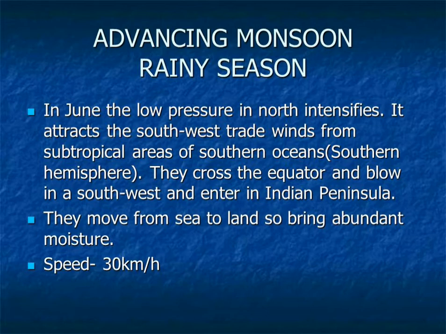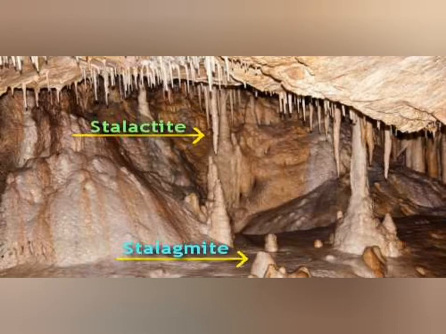The maximum rainfall of this season is received by the northeastern part of the country. The highest average rainfall in the world falls at Mawsynram in the southern ranges of the Khasi Hills in Meghalaya. In the northern plains, precipitation decreases from east to west, with western parts of Rajasthan and northern parts of Gujarat getting least rainfall. Stalagmite and stalactite caves.